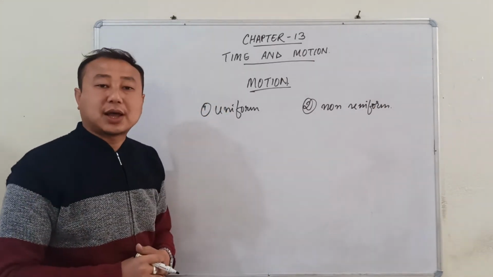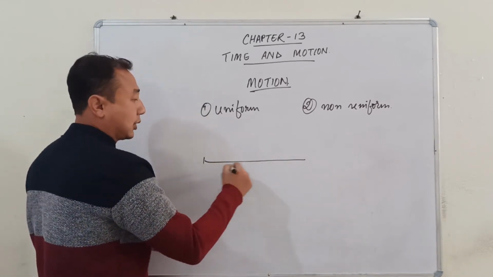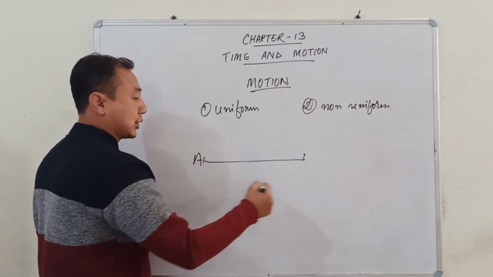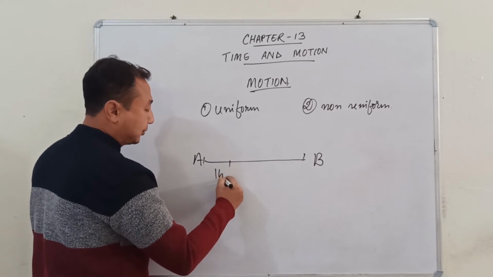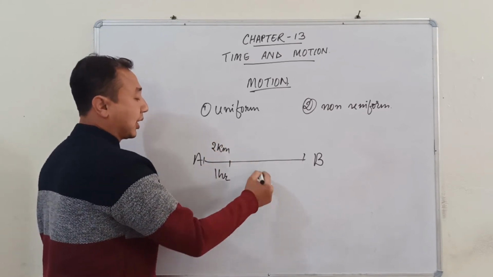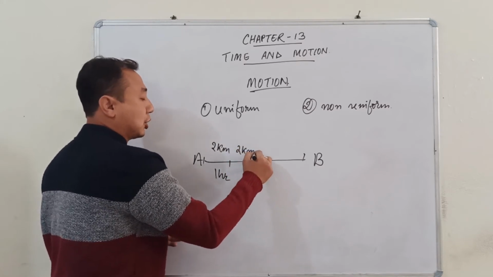Uniform motion is a type of motion in which an object covers equal distance in equal interval of time. Let us say, for example, an object moves from position A to position B. In the first 1 hour, let us say the object travels a distance of 2 km. In the next 1 hour also, this same object covers a distance of 2 km.